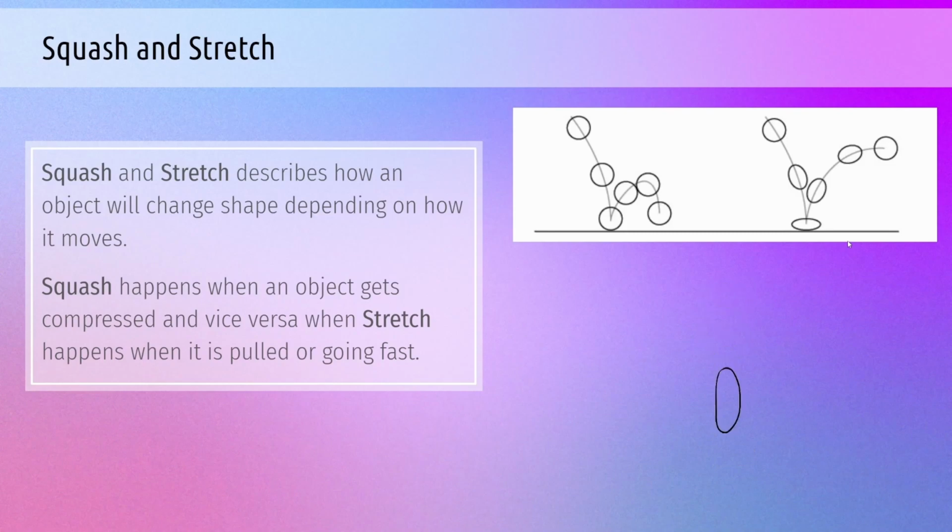So the first principle of animation, squash and stretch. Squash and stretch describes how an object will change shape depending on how it moves. Squash happens when an object gets compressed, and vice versa, stretch happens when it is pulled or it is going fast. As you can see on the right, I have an image of a bouncing ball. As the ball hits the ground, it squishes and compresses. And as it bounces up and down, it stretches to show how it's falling faster or going up fast. Same for this image. There are just normal balls bouncing, while on the other side, we see the distortions, and the distortions help give the illusion of movement.